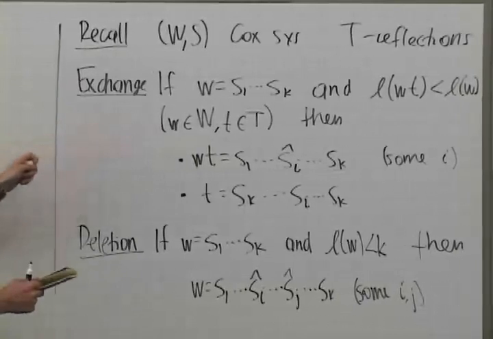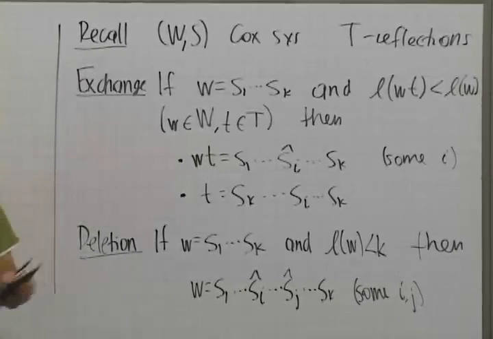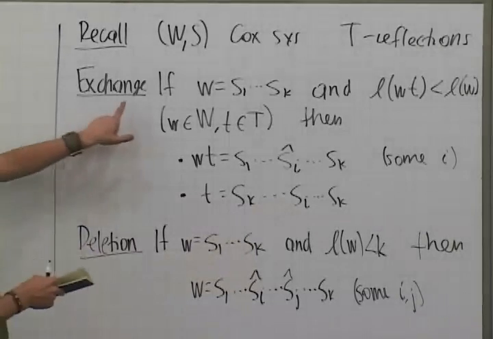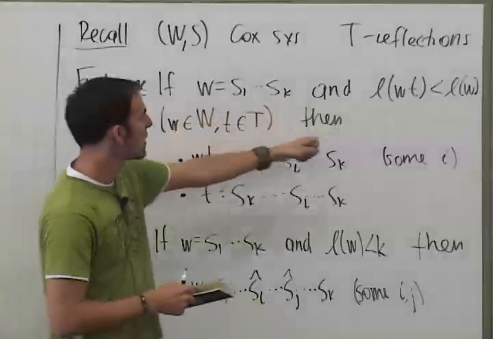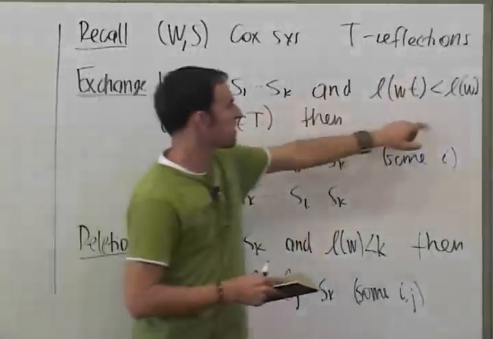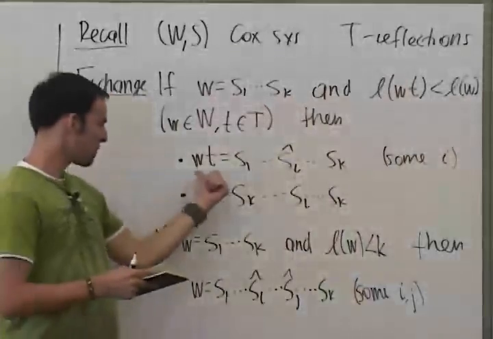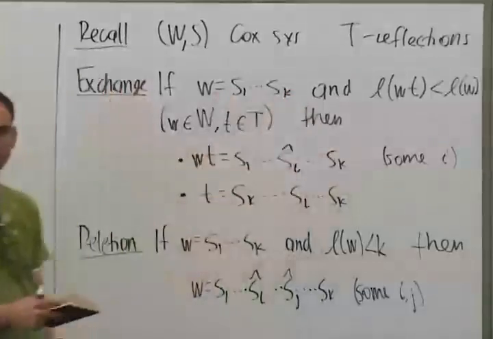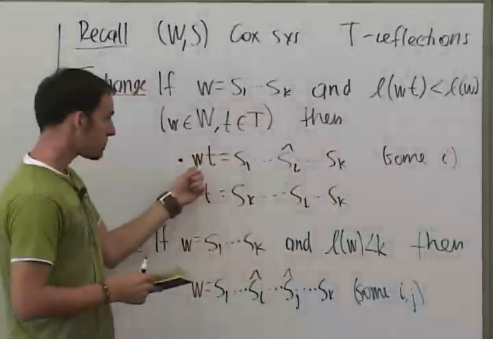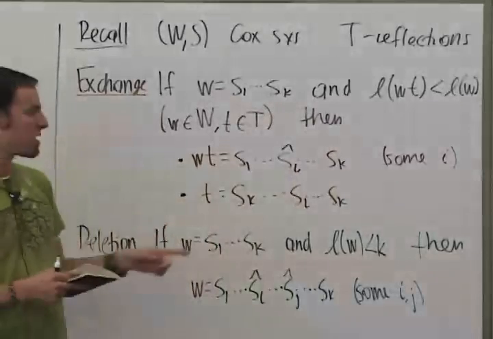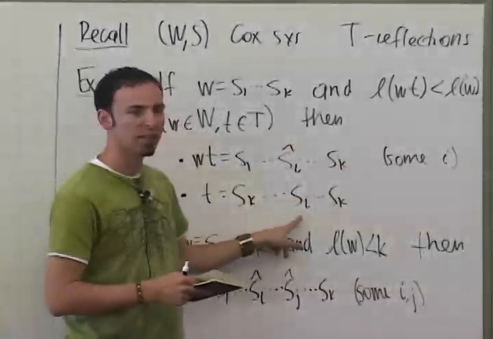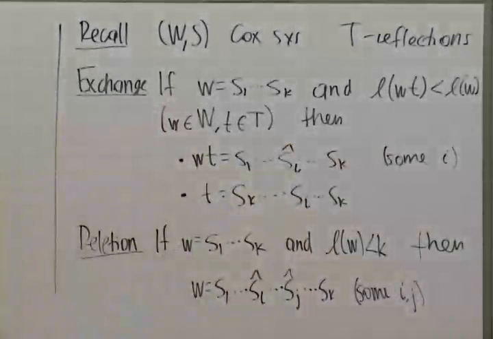This is going to be like in the newspaper where you have two pictures and you have to find the difference. So this is a little bit different from the exchange property of last time, and your job is to tell me why it's different. So exchange: if w is s_1 up to s_k, and if you multiply w by a reflection t and you get something shorter, that means you can obtain w t by just removing one of the s_i's in this word. And this also gives you a description of which are the reflections t that shorten w. They are all of the form s_k down to s_i up to s_k. So what's the difference?